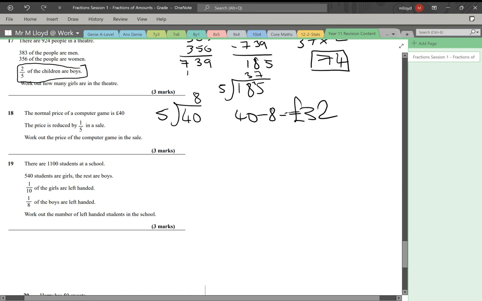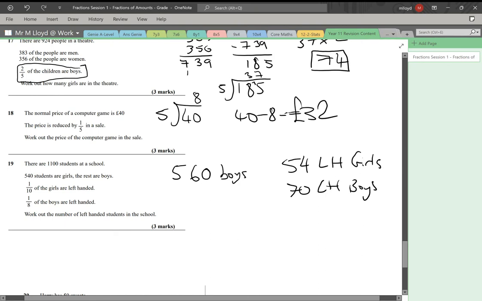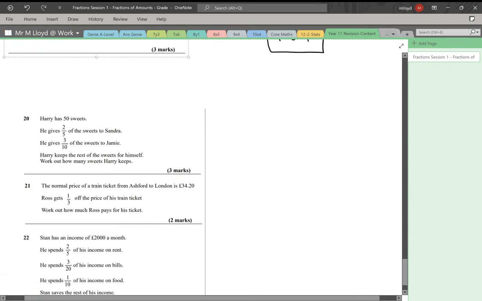Right. There are 1,100 students at a school. 540 are girls. So 60 makes hundreds. 560 are boys. 1/10 of the girls are left-handed. So that's 54 left-handed girls. I've divided that by 10 in case anyone's missed what I've done there. Right, 1/8 of the boys are left-handed. 8 times 7 is 56, so that's 70 left-handed boys. Work out the number of left-handed students in the school. Okay, just got to add that together. So we've got 124.